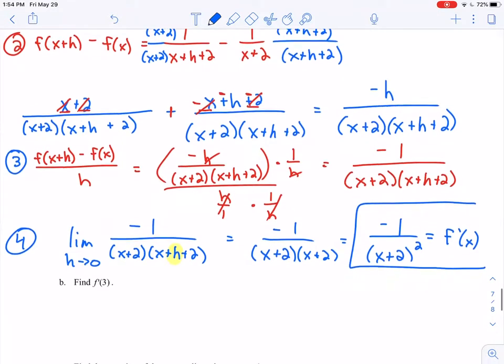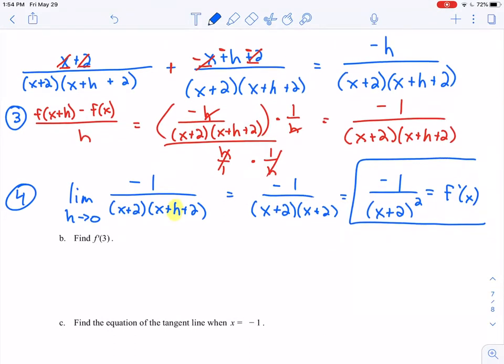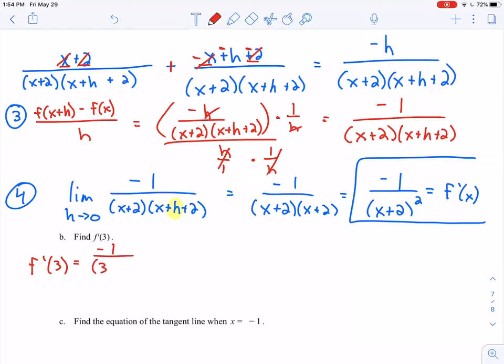Part B here, it says we want to find f prime of 3, so I want to take 3 and plug that into my derivative. So f prime of 3, I'm plugging that into my derivative, negative 1 over 3 plus 2 quantity squared. So negative 1 over 3 plus 2, I've got 5 squared, that's negative 1 over 25. So cool, I evaluated my derivative at 3.